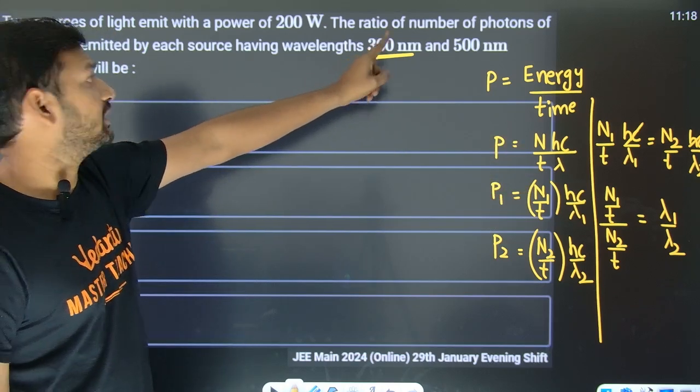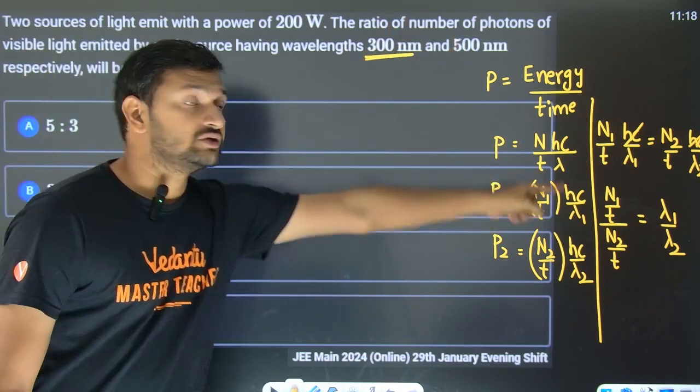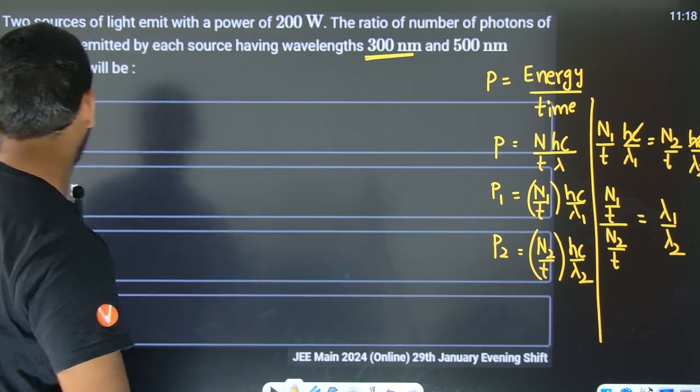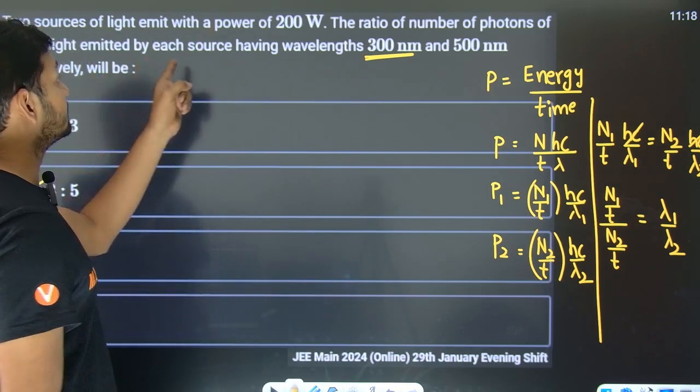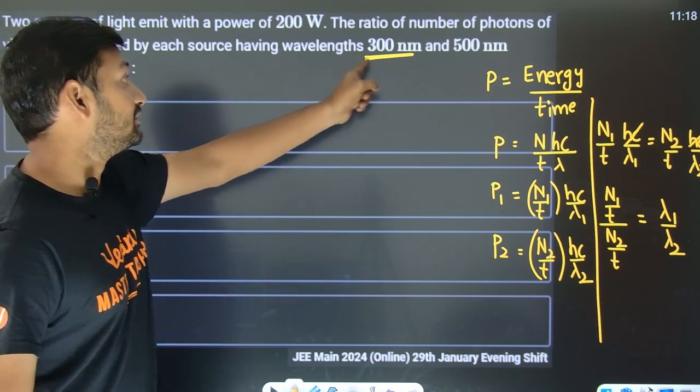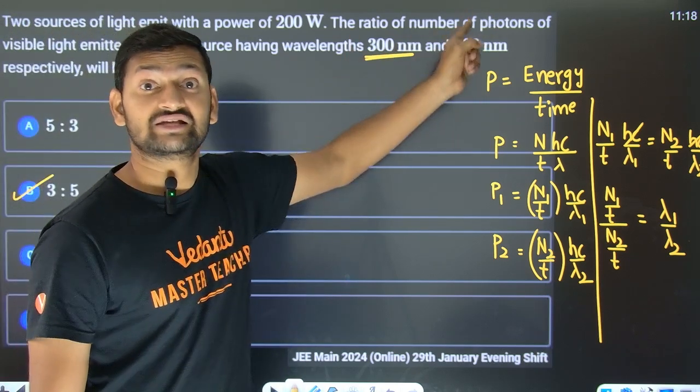Lambda 1 is how much? 300. Lambda 2 is how much? 500. So you'll get 3 by 5. That is the ratio of the number of photons of each source. I am taking this as my first source, this as my second source.